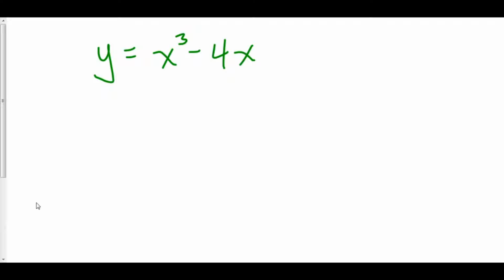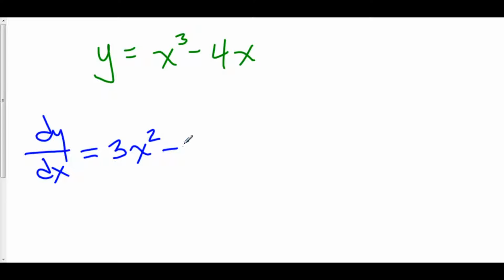Consider y equals x cubed minus 4x. Let's determine where this function increases and where it decreases. Now, to determine this, we need to find out where the derivative dy dx is positive and where it's negative. So, let's first take the derivative of y. dy dx is equal to 3x squared minus 4. And we'll set this equal to 0.